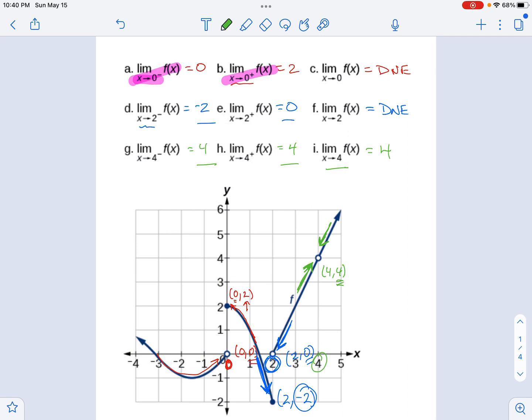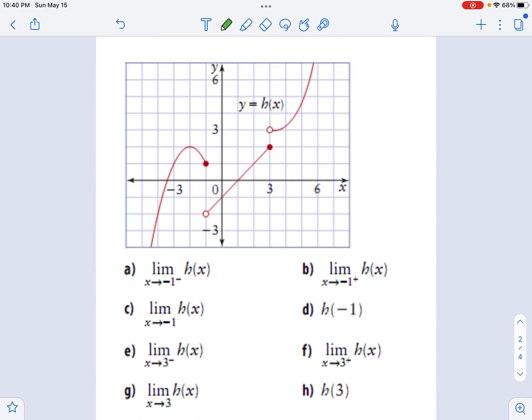The fact that there's a hole there doesn't matter, so don't worry about that. It looks like it's approaching that value, and that's all that matters. All right, go to page 2. All right, let's do this again.